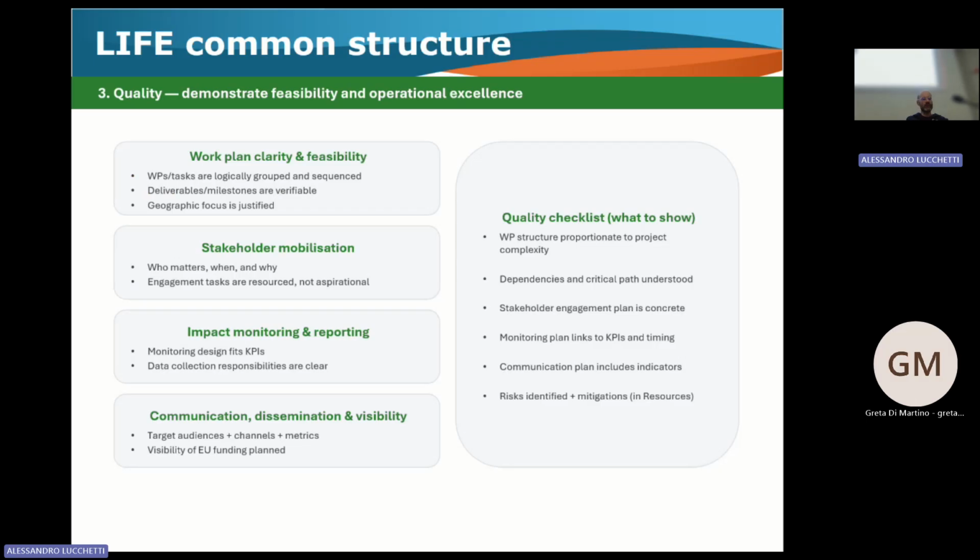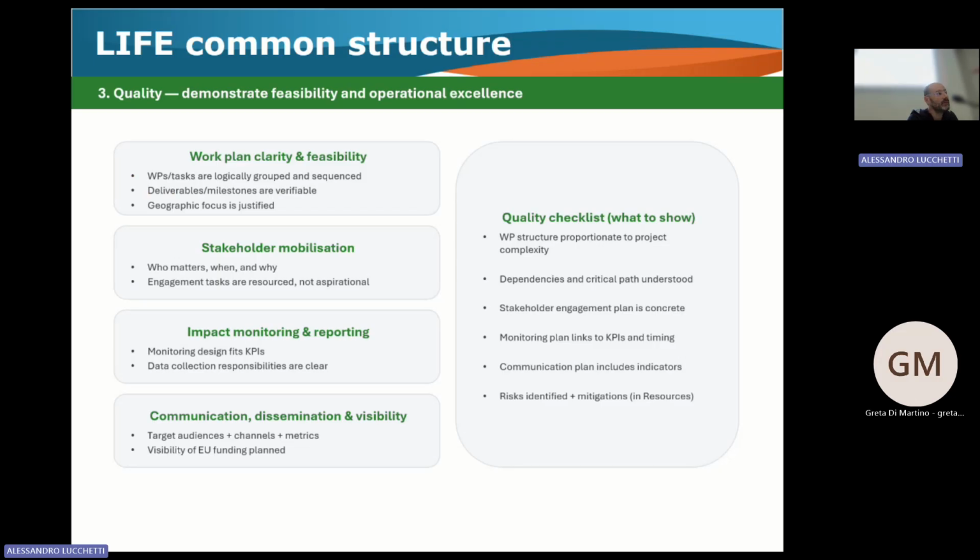In this part, you have to demonstrate which type of stakeholders you are dealing with and which type of stakeholders you are involving. The most practical way is to try to involve some stakeholders as partners of the project. And in the fishery sector, the easy way is to involve associations or cooperatives, etc. Impact monitoring and reporting: the KPIs, key performance indicators, I repeat, and the reports.